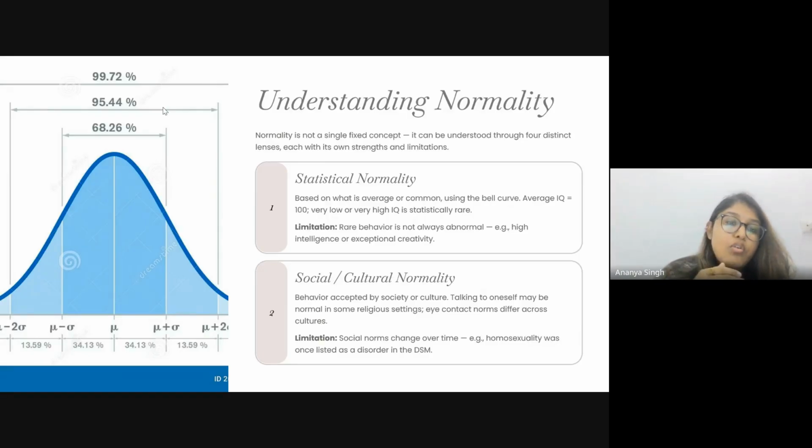Next is social or cultural normality. So the majority of the people, whatever they're doing is normal, and what the majority is not doing becomes abnormal.